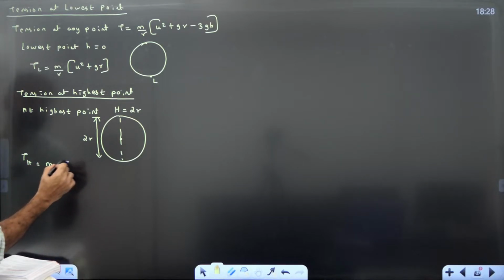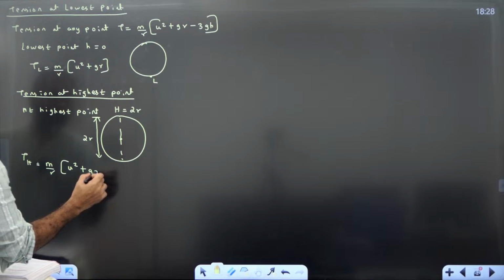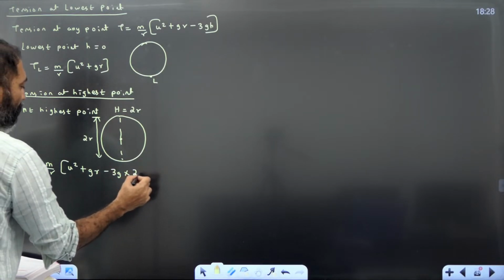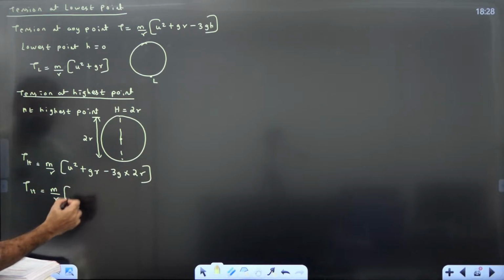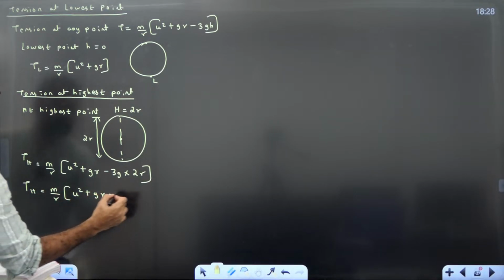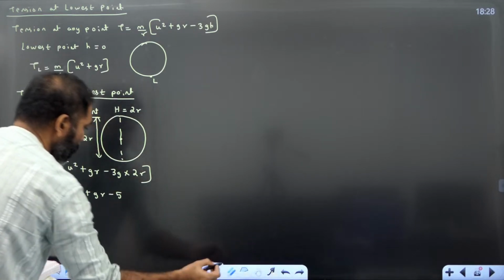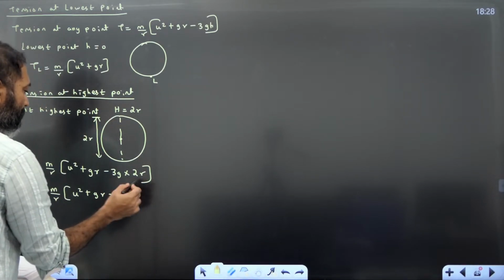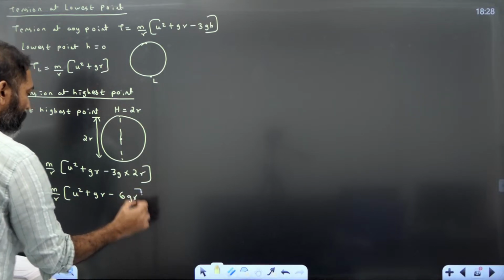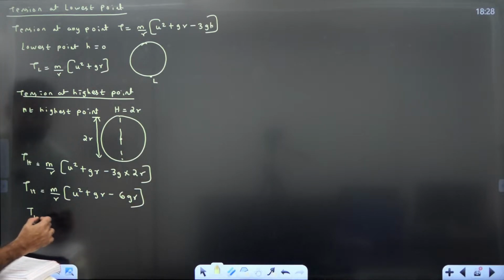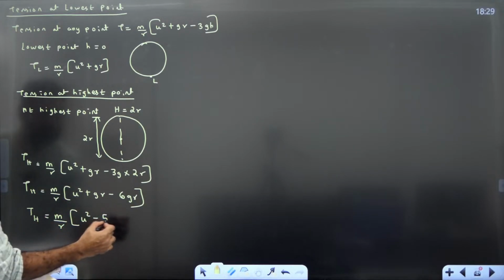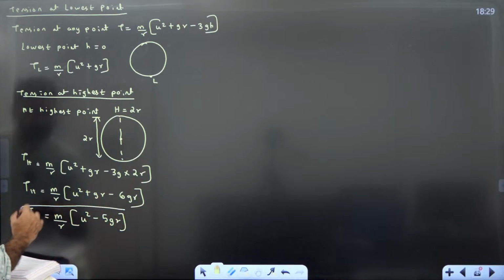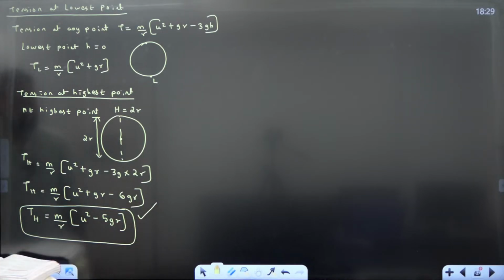m by r into u square plus gr minus 3g into 2r. So tension at the highest point is equal to m by r into u square plus gr minus 6gr. 3g into 2r is what? Minus 6gr. So tension at the highest point is equal to m by r into u square minus 5gr. This is the equation for tension at the highest point.